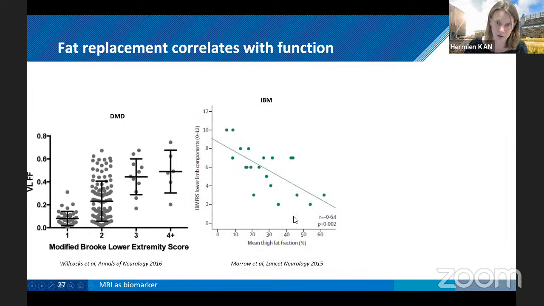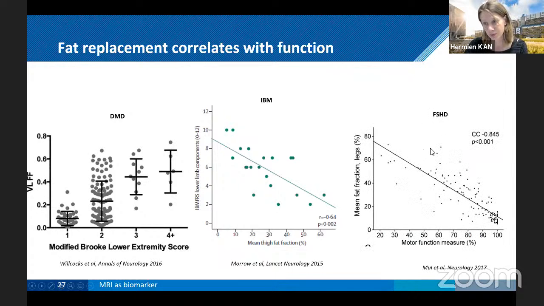Also in IBM, this is a study by the group in London, you can see that the functional score here on the y-axis correlates negatively with the mean thigh fat fraction. So they took an average of the whole thigh, and the lower the score, the higher your fat fraction. Also in FSHD, again, sorry, I cannot control how people make their figures. So here again, the fat fraction is on the y-axis and the functional score is on the x-axis, where you again see that the lower your score, the higher the fat fraction.